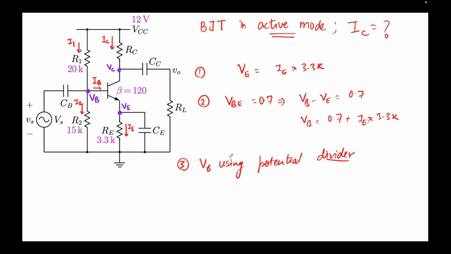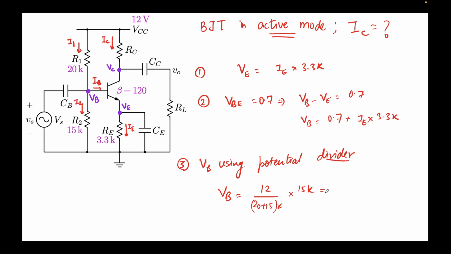So how do we do that? We can simply write VB. Note that we are ignoring the very small amount of current that will be going through here. There will be some current flowing through here, but usually we can ignore it. For now we are ignoring the IB flowing through here, so we are assuming I1 is approximately equal to I2. So VB will be 12 over 20 plus 15k times 15k. Okay, let me get my calculator.